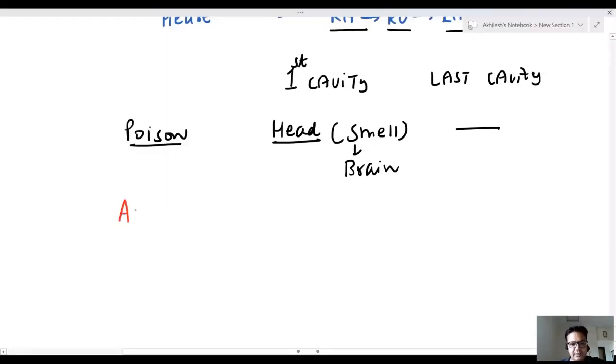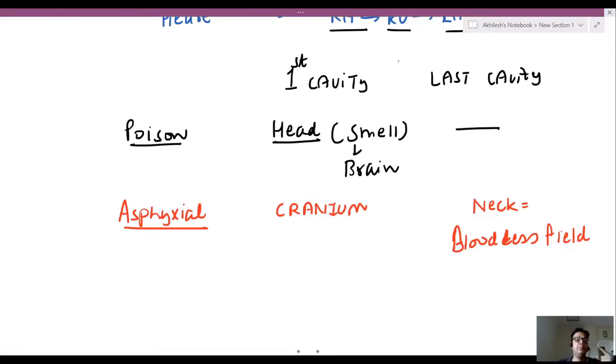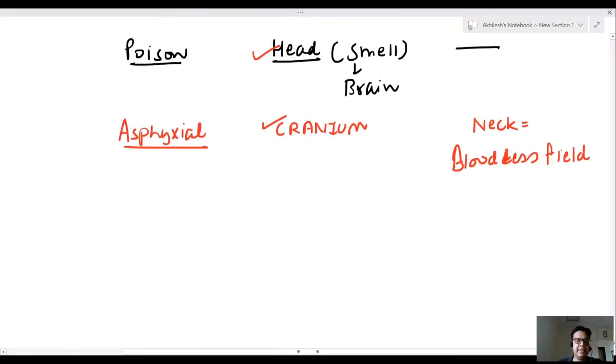In asphyxial death, this is a very important MCQ according to me, first we open the cranium, that is the head. Last we open the neck, because we want the neck as a bloodless field. So in poisoning, first we open head. In asphyxial death, first we open cranium, then neck. Last open is neck.